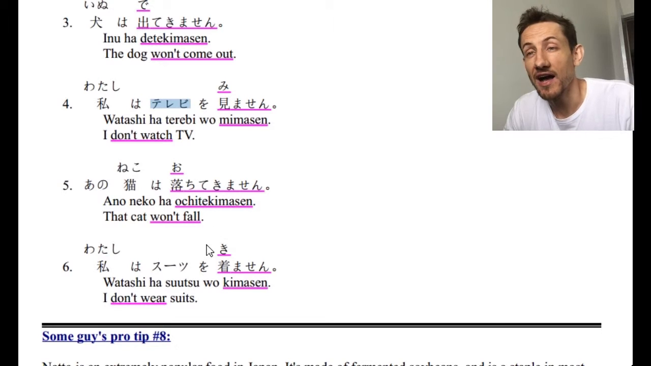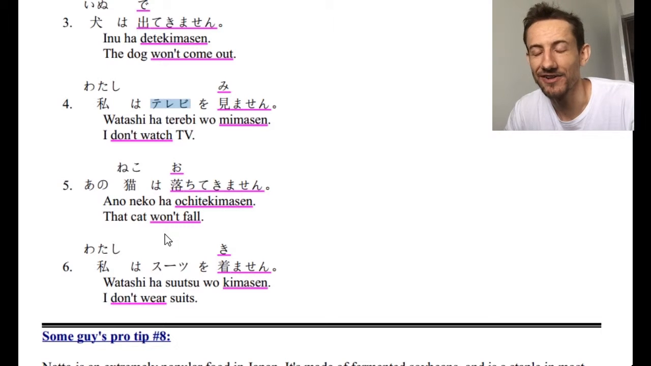And number 5, ano neko wa ochite kimasen. That cat won't fall. Here we have the verb ochiru, conjugated in the te form, which we'll look at again in chapter 29. We have kimasen.